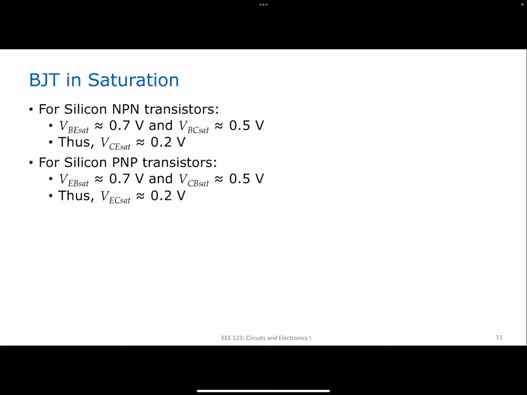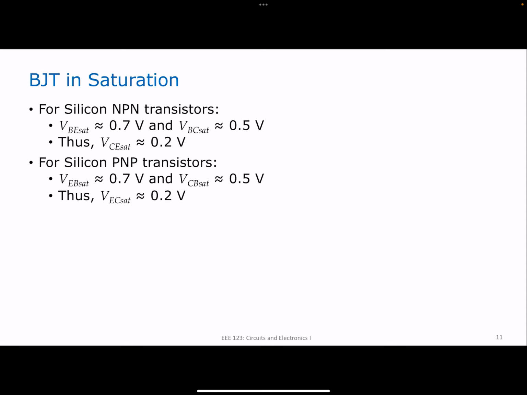Okay, in saturation, what are these values? For silicon NPN transistors, VBE SAT is 0.7. On the other hand, VBC SAT is approximately equal to 0.5. You might say, why 0.5? Shouldn't it also be 0.7? Well, it has something to do with the way the base collector junction is constructed. It's not constructed in the same way as your base emitter junction, and there will be a change in your junction voltage.